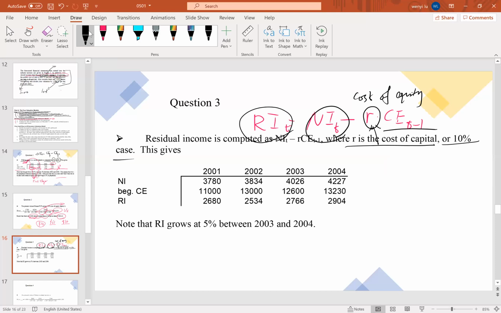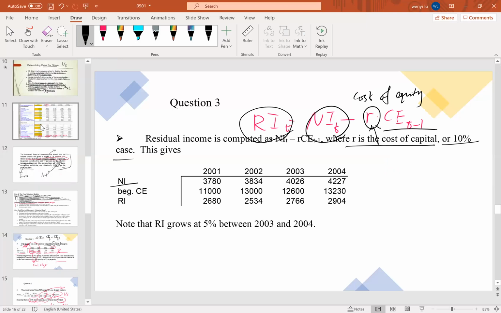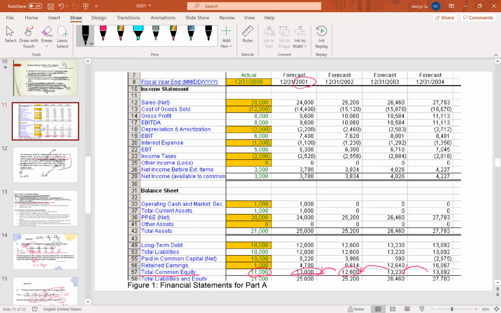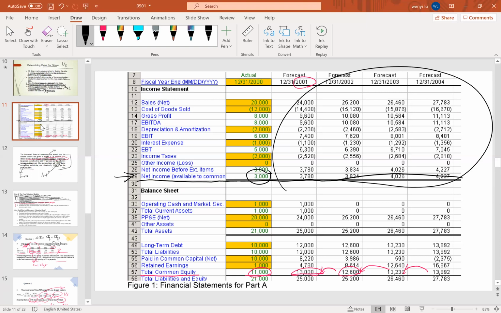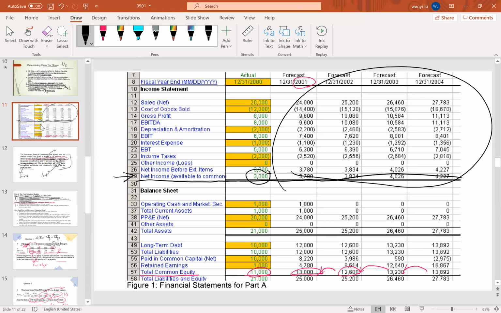So you can see here, our net incomes are available in the income statement. In the income statement, you have the net income available to common shareholders: 3,000, 3,780, 3,834, and the others. This is the real number, the actual number. All these other numbers are forecast, so don't worry about these numbers.